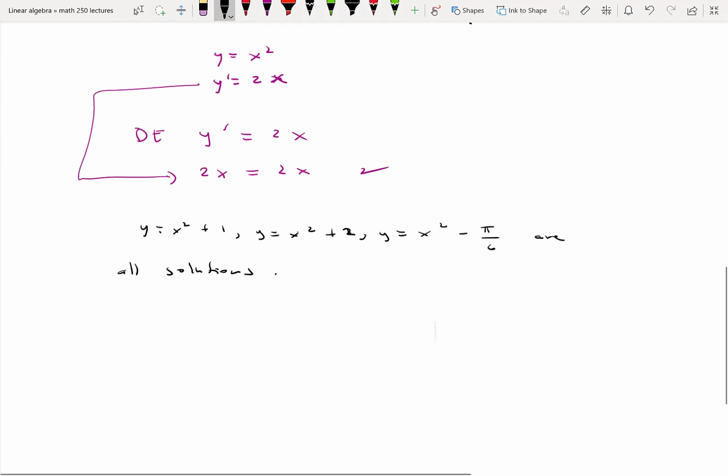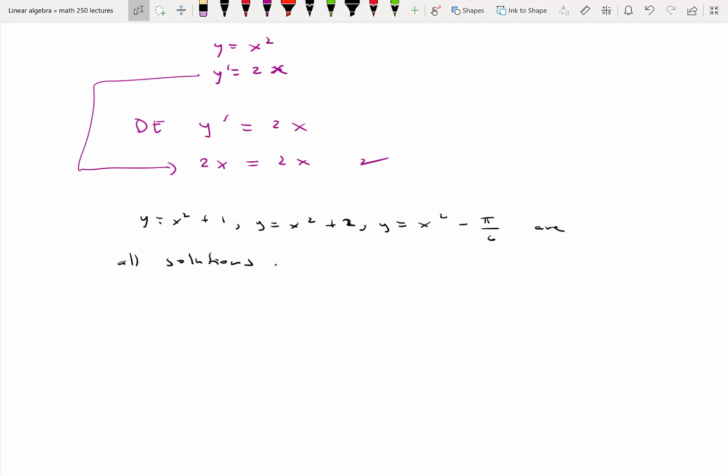Okay. An expression that gives you every solution is called the general solution. So y equals x squared plus a constant c is called the general solution. Very often we're interested in finding the general solution to a differential equation. Very often we're looking for that solution, the most general solution.